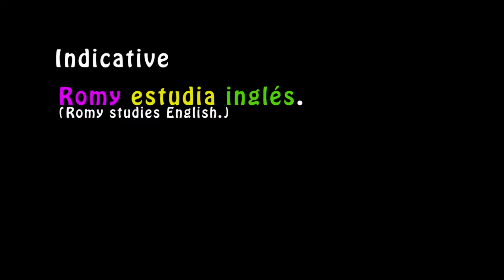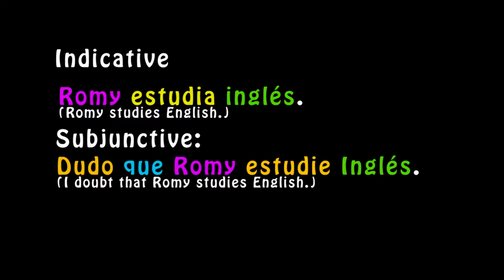Let's see some examples. Let's start with the indicative. Romy estudia inglés. Romy studies English. This states a fact that Romy studies English. So, now let's see the same but in the subjunctive. Dudo que Romy estudie inglés. I doubt that Romy studies English. This introduces doubt and makes it impossible to present the statement that Romy studies English as an objective fact.